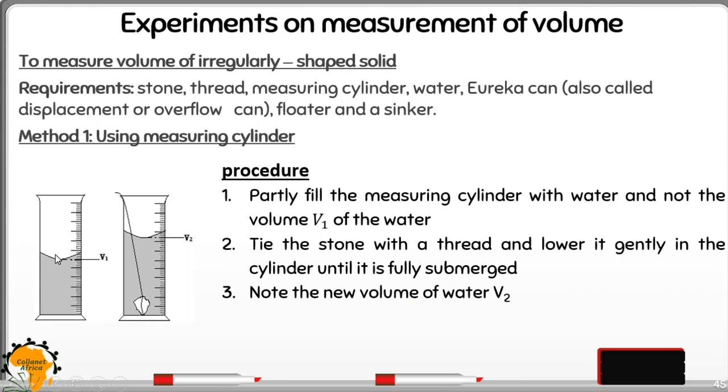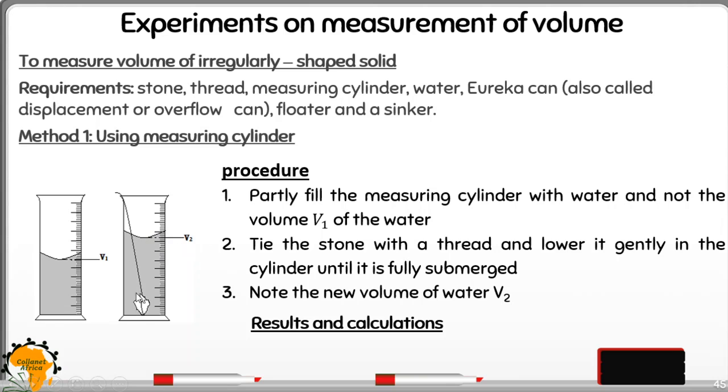We have this. The first value was V1 here. Remember again, when you are using the measuring cylinder, to get the reading of your volume below the meniscus. So this is V1. Then after putting your stone inside this water, the water rises. So you have your V2. Again, you read at the bottom of the meniscus.